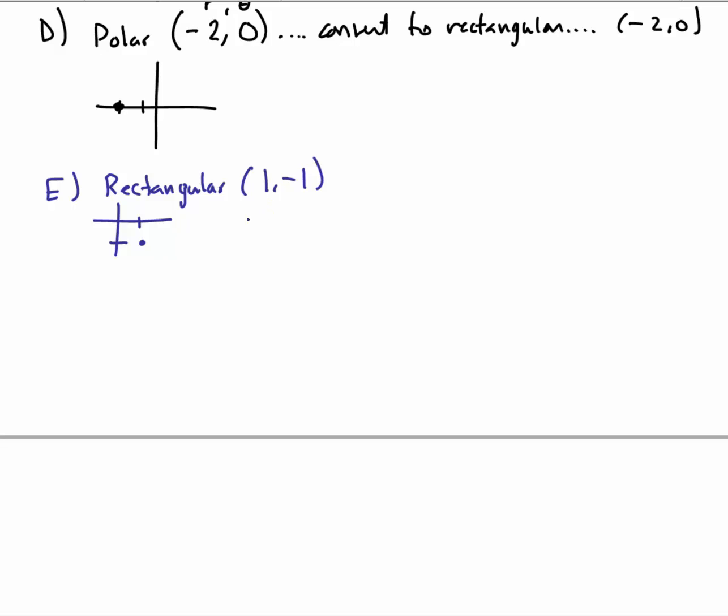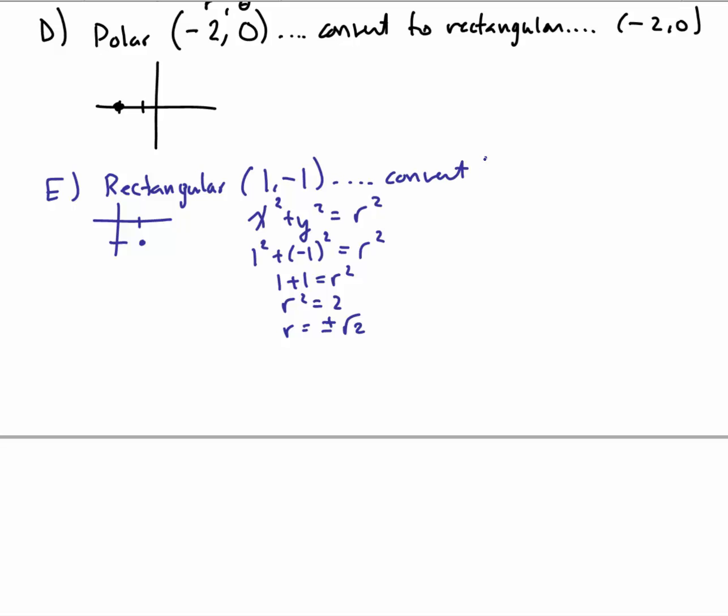So what I'm going to start with is I need to find this radius. So I'll start with x squared plus y squared equals r squared. So I'll have 1 squared plus (-1), make sure it's in parentheses, quantity squared equals r squared. 1 plus 1, r squared is 2. r could either be a positive or negative root 2. In fact, it's probably going to be both if I want to write this point in multiple ways like I know I can for the polar system. So again, I should put my directions here: convert to polar.